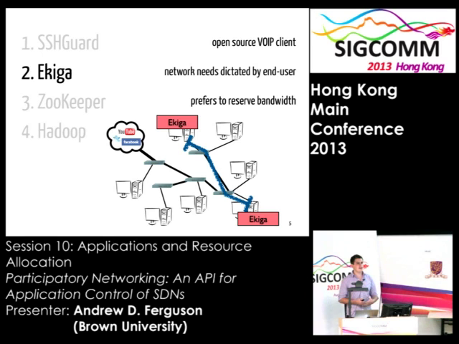The second application is Akiga. Akiga is an open source voice over IP client. It creates paths through the network in response to phone calls that are initiated by the end users. If it could manage the network, Akiga would prefer to install QoS rules to provide users with excellent quality for their voice and video calls.